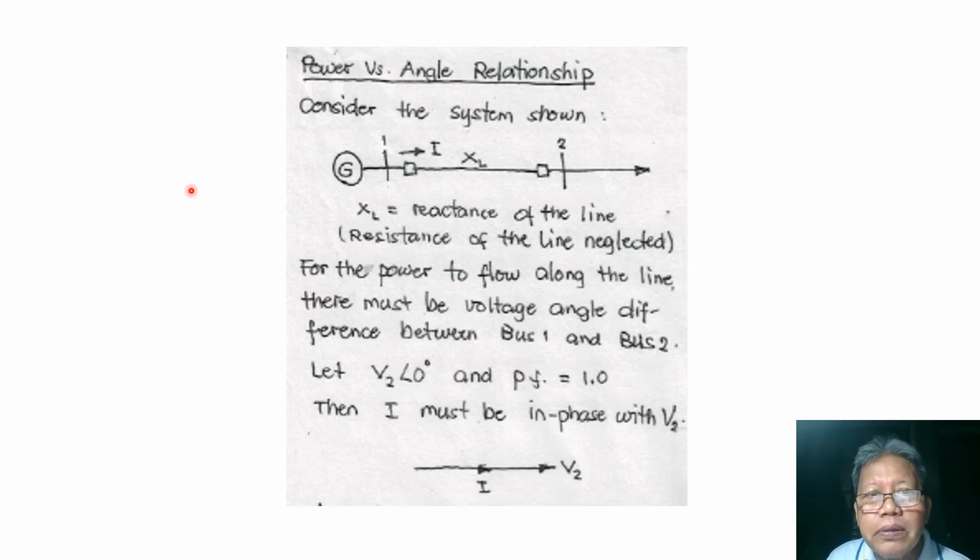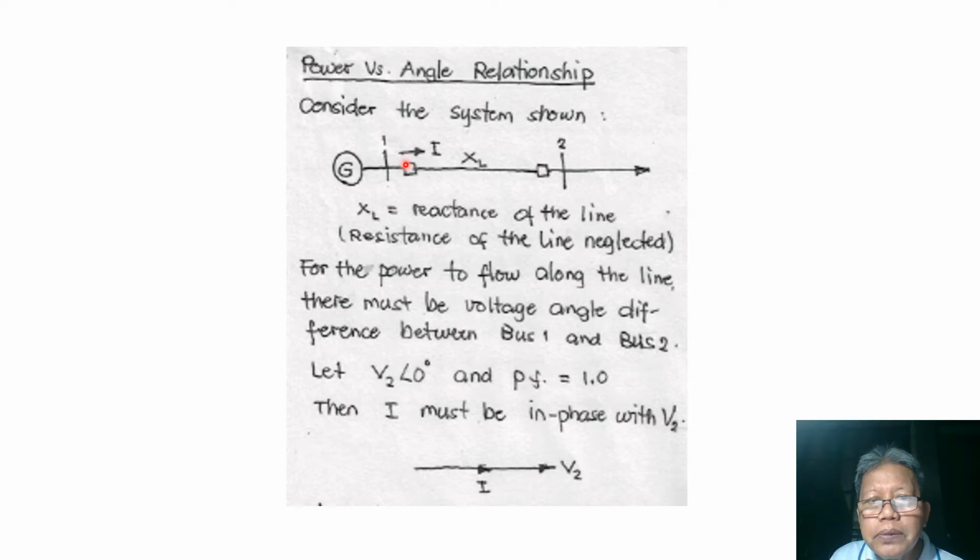Let us now advance our discussion on rotor angle stability. This time we will consider the relationship of the power generated by our generator with respect to its rotor angle. So we will see how the power is related to the rotor angle. So we have here the power versus the angle relationship.